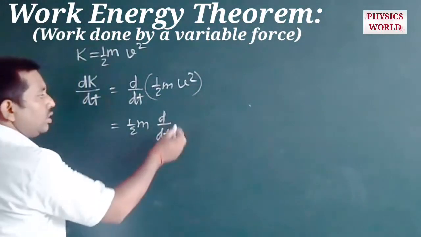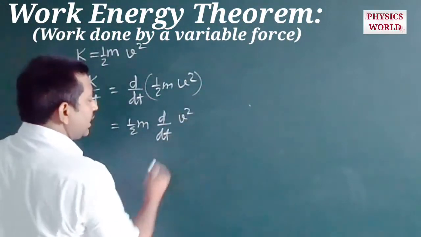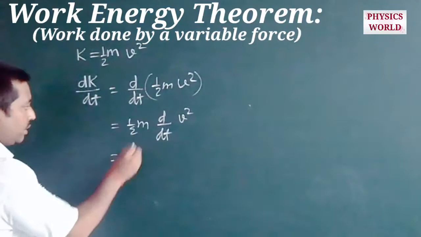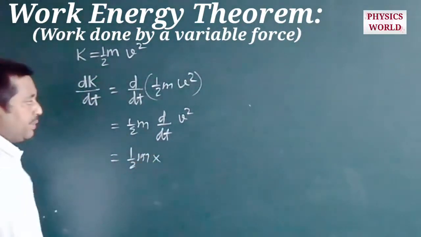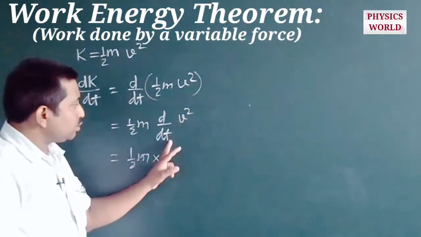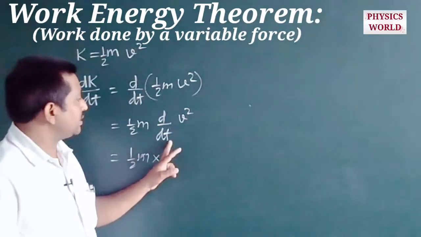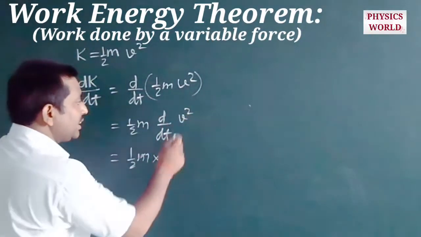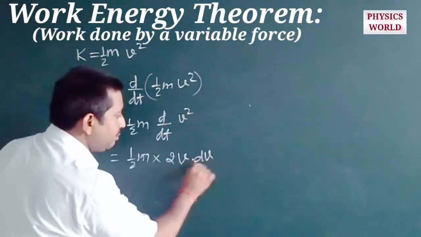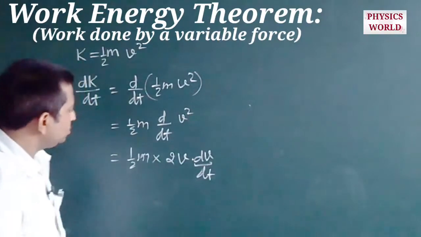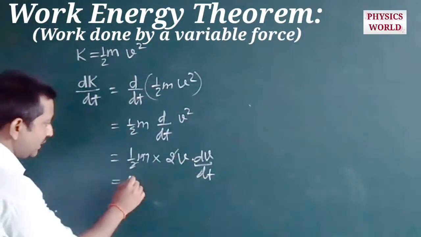So we can write it as half m times the differentiation of v square with respect to time. As we know that velocity is a function of time, the differentiation of v square becomes 2v dot dv by dt. So 2 and 2 will be cancelled here.